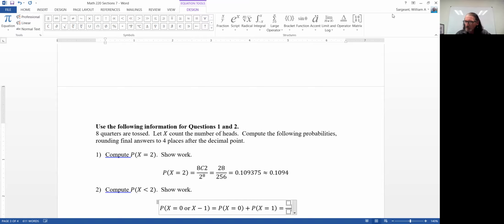And our computations are going to be done similarly. We've got the 256 in the denominator of both. On the first one, it's going to be 8C0. On the second one, 8C1. That's going to give us 1 out of 256 plus 8 out of 256. So 9 out of 256.